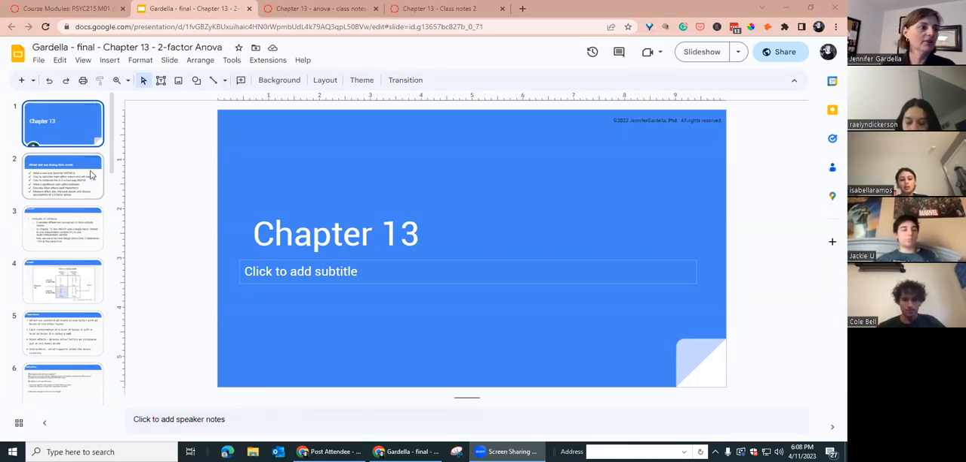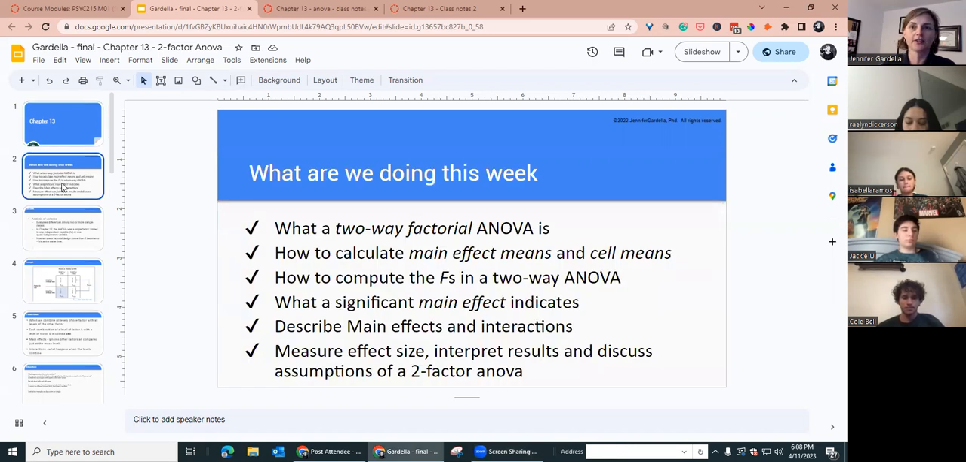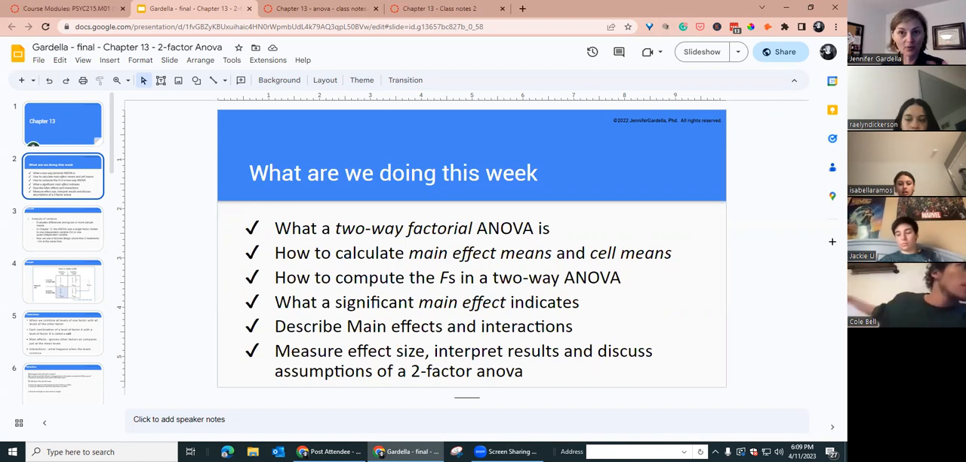So 13 is a factorial ANOVA. Last week we did an ANOVA where we were comparing 3 groups. Remember, we use ANOVA because doing all the individual t-tests will drive up the error rate. That's really, really important to know. This week, we get into what happens if you have more than 2 groups or more than 2 variables.